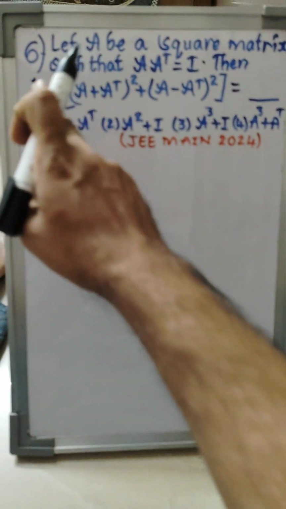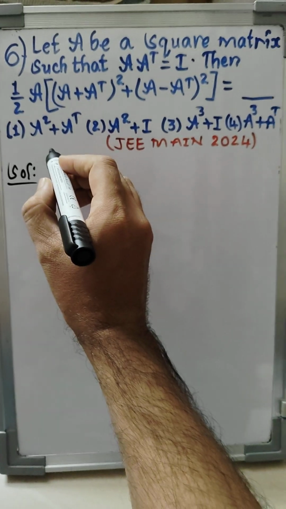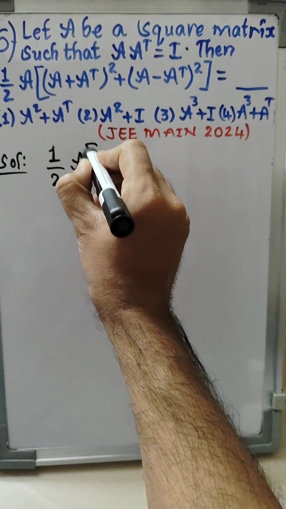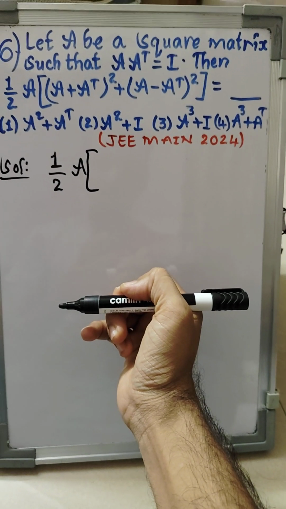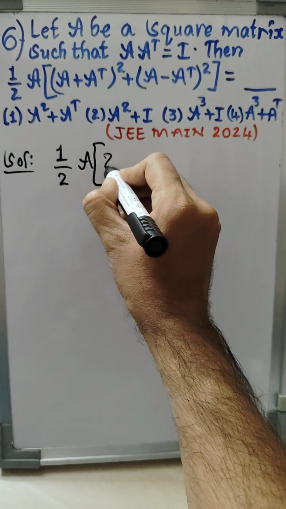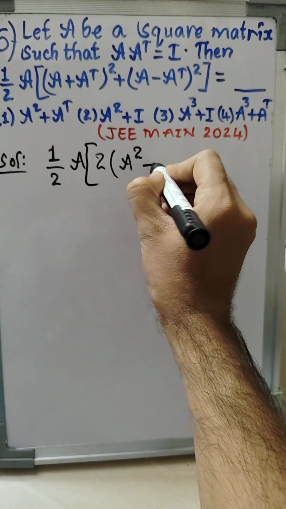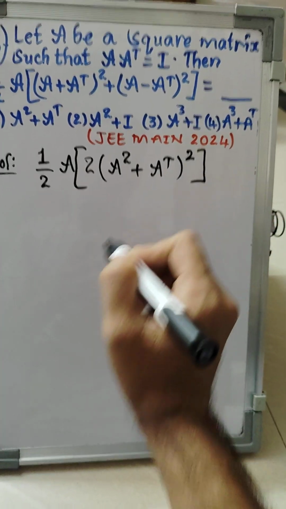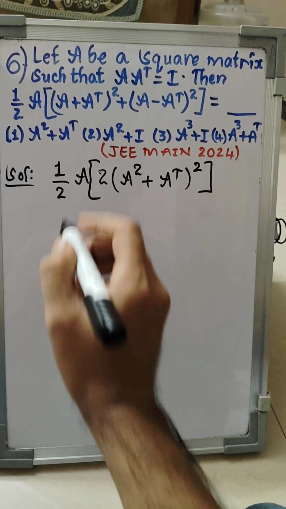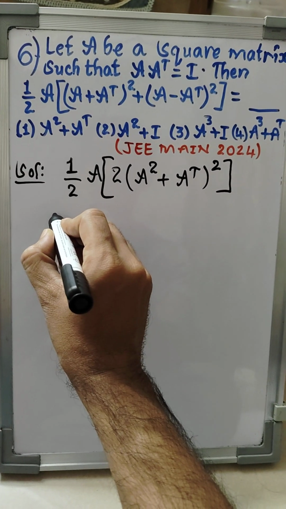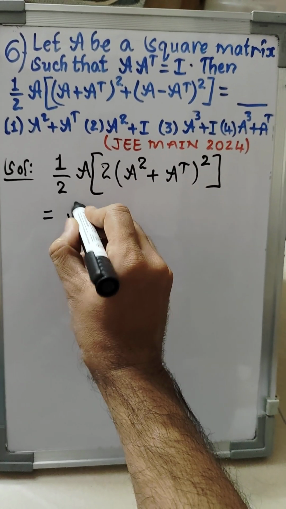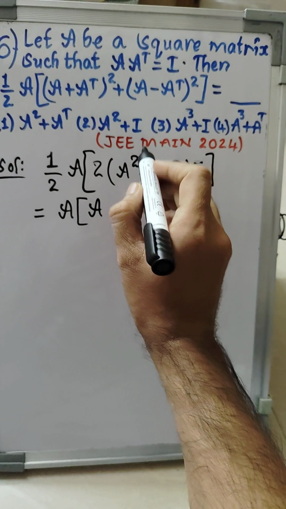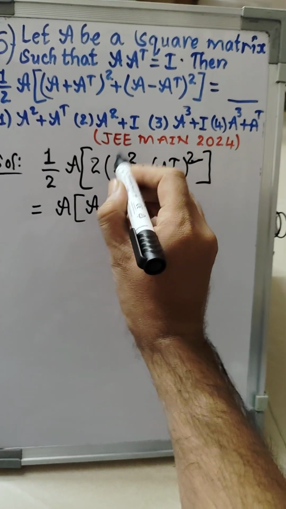So here we can write this given expression as half A into, inside the bracket simplification will be 2 into A square plus A transpose whole square, as (A plus B) whole square plus (A minus B) whole square is equal to 2 into (A square plus B square). Based on that we have written like this, which is equal to A into A square plus A transpose whole square.